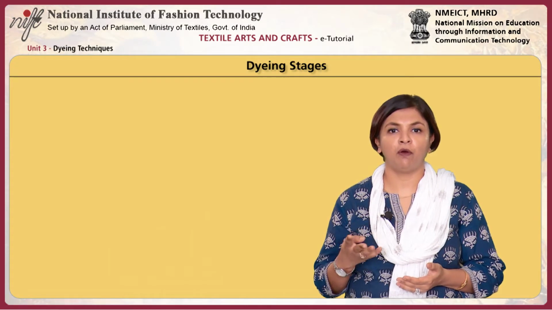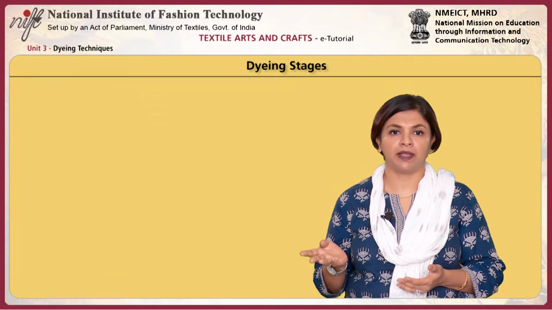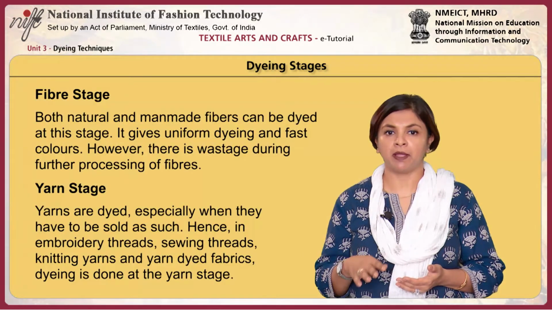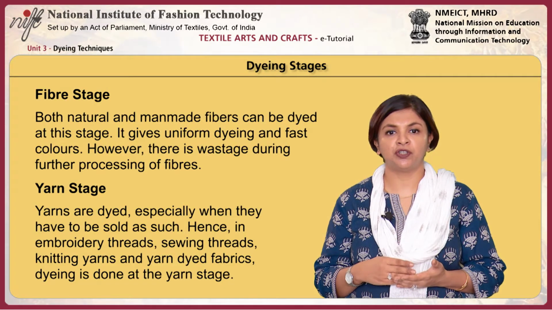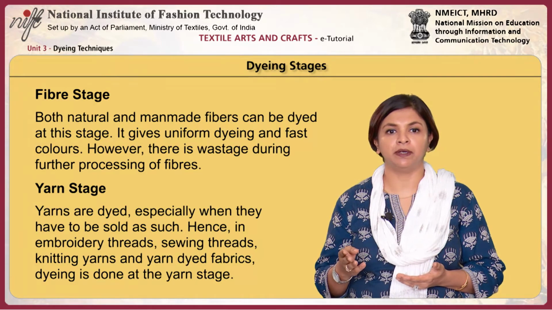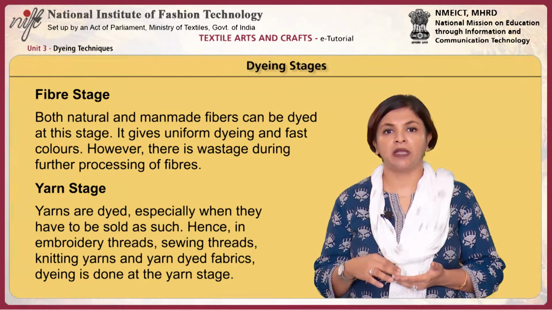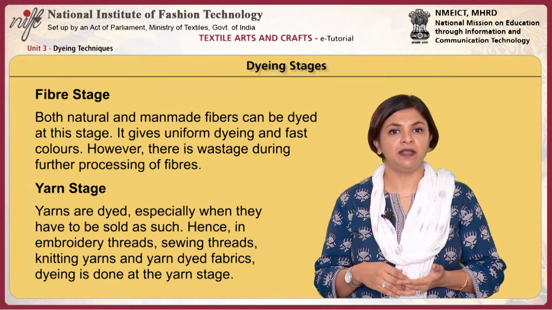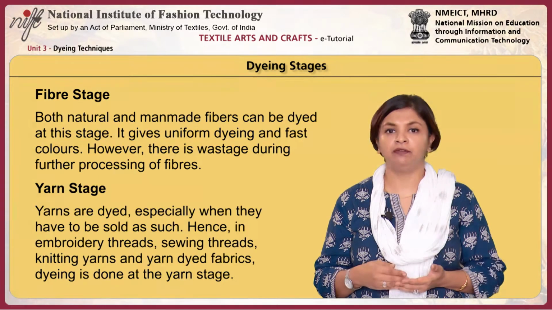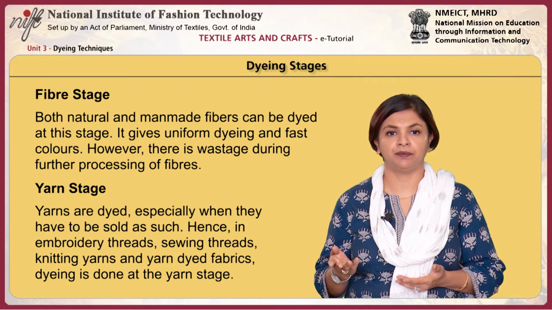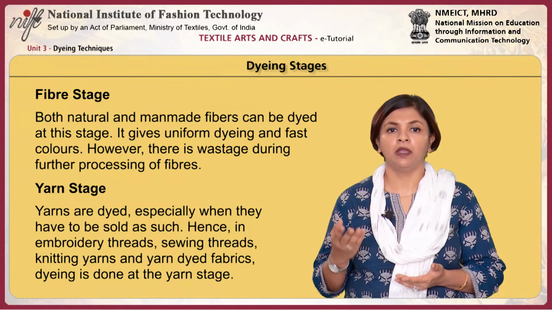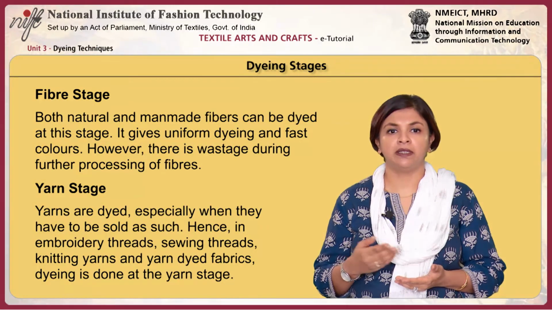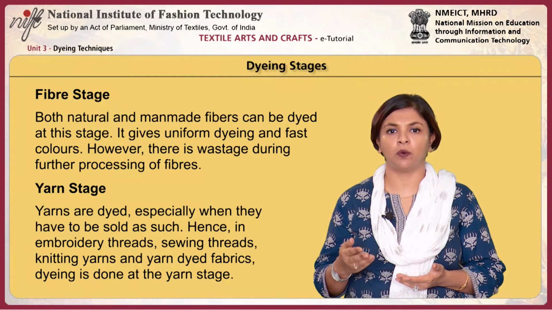There are 4 main stages of dyeing. In the fiber stage, both natural and man-made fibers can be dyed at this stage. It enables dyeing to be uniform. However, there is a lot of wastage during further processing of fiber. During the yarn stage, yarns are dyed, especially when they have to be sold as such.